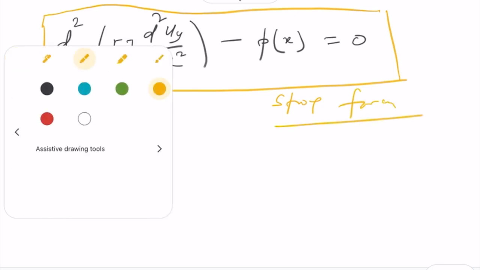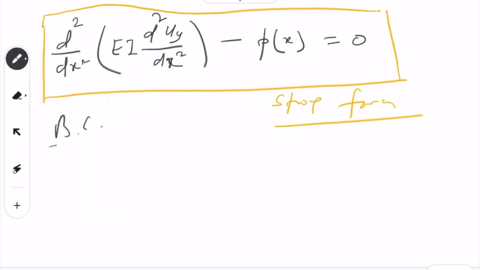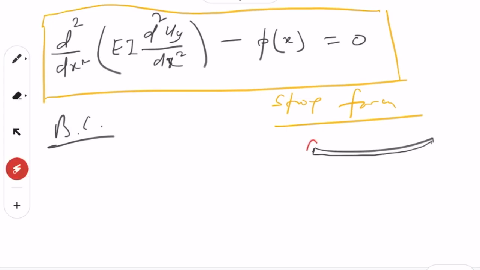Okay, of course there will be a boundary condition with that, and what will be the boundary condition? If this is a beam, there are two boundaries, boundary 1 and boundary 2. What you see here is basically a fourth order differential equation, and hence you should have 4 things given at the boundaries, and each node has 2 degrees of freedom.